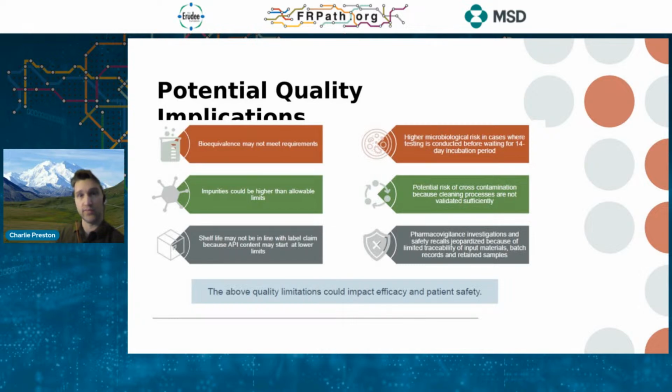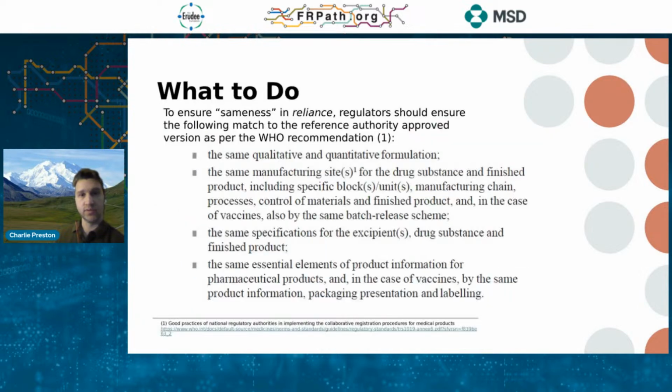So the next slide is really the kind of advice that we give to countries. And that is basically that in a reliance scenario, thinking about sameness, WHO has put out some guidance around this. In their collaborative registration procedure, they talk about the elements that are needed to satisfy sameness. And these are the things that the regulator should look for as they're doing a sameness assessment.